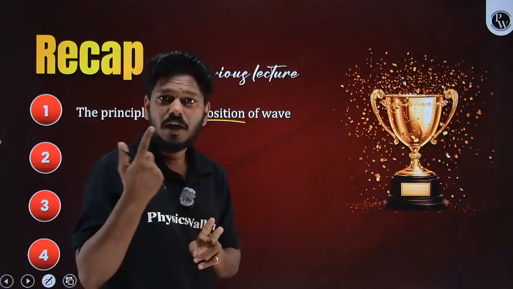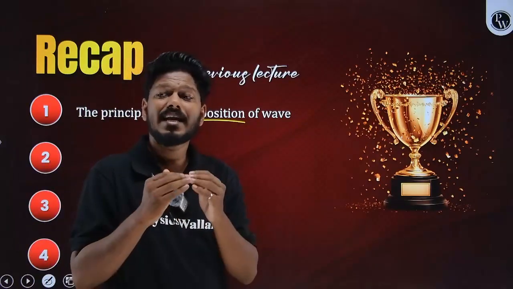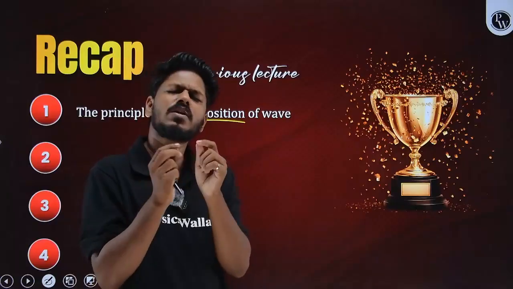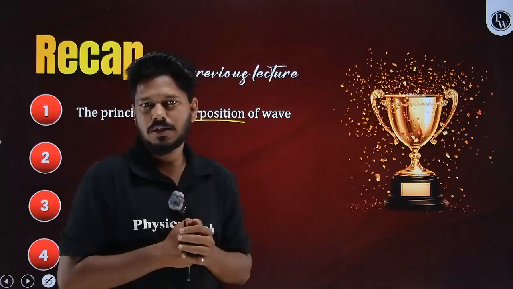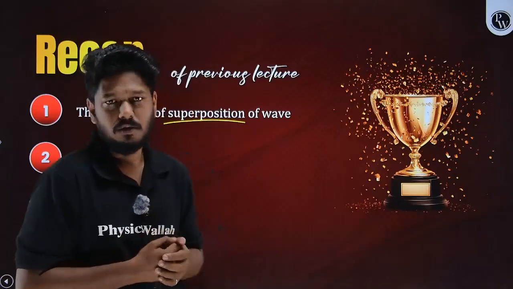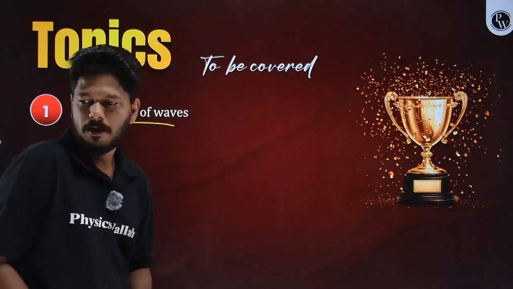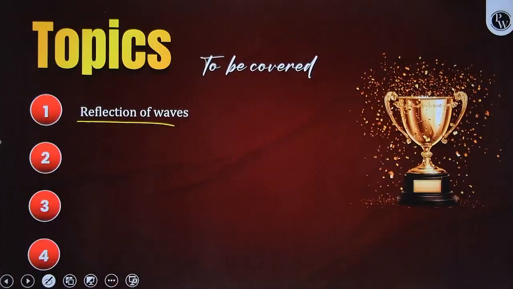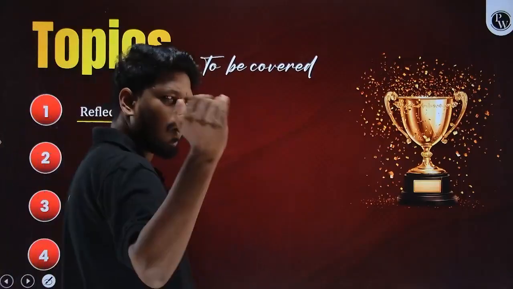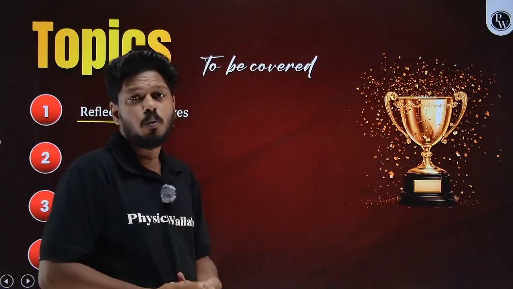I gave you three examples. Another one is beat. In beat, there are two waves which have almost similar frequency to each other. And the third category is today's topic. What is that, sir? Standing wave, that is, reflection of wave. Basically in all three cases, there are two or more waves, and they are going to come and meet at the same place. This is what is called superposition.